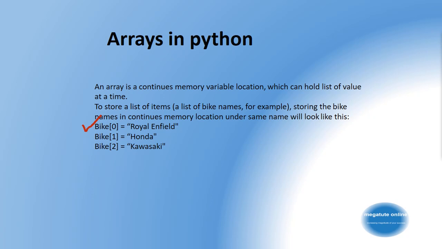So if the memory location name or the variable name or the array name is bike, then bike 0 is going to hold the first bike name, bike 1 is going to hold the second bike name, and bike 2 is going to hold the third bike name. Here it is to be noted that the position of the arrays start from 0. So for us, this is the first item of the list, but for the array, it is the 0th item, or it is at the 0th index of the array list. All right. So this is the definition of the array.